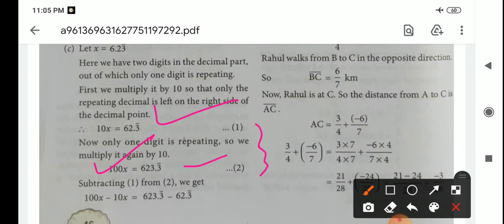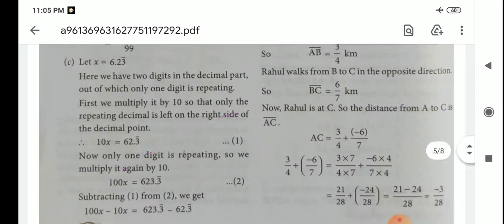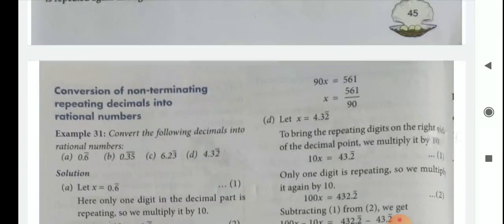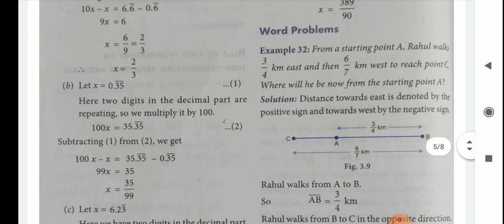Then we subtract these two. Then we get how much? 623.3 bar minus 62.3 bar. Means how much we get? We get 561. 9x equal to 561. Then x equal to 561 by 90. So like this, children, we solve. D part also you see yourself. Then comes the word problem.